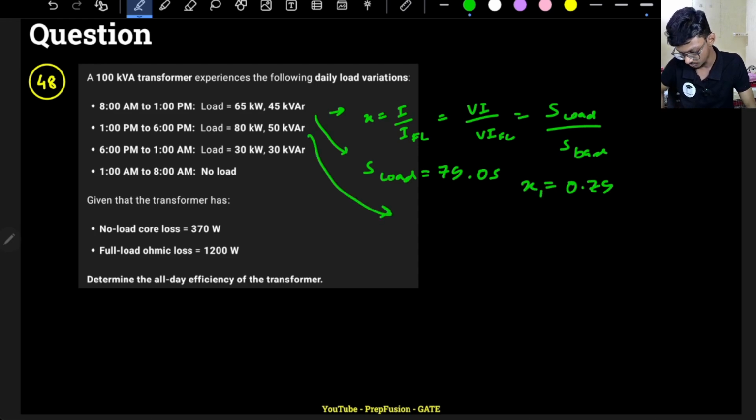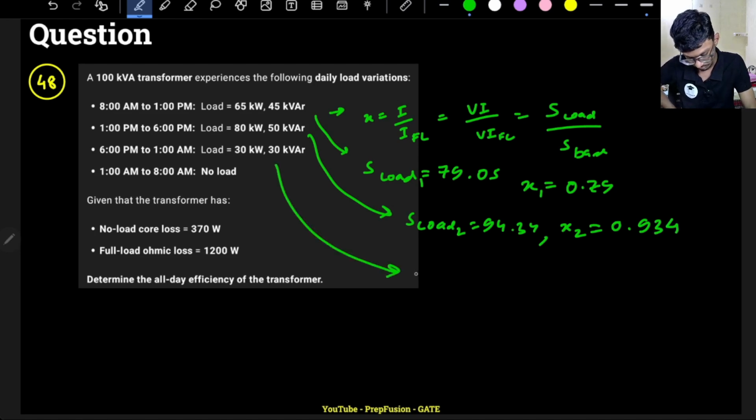How do I find out x2? So again, same thing I have to do. 50 square plus 80 square whole under root. And so here, right, my x2 will be, S load 2 will be 94.34. This is in kVA. So x2 will be equals to what? 0.934.